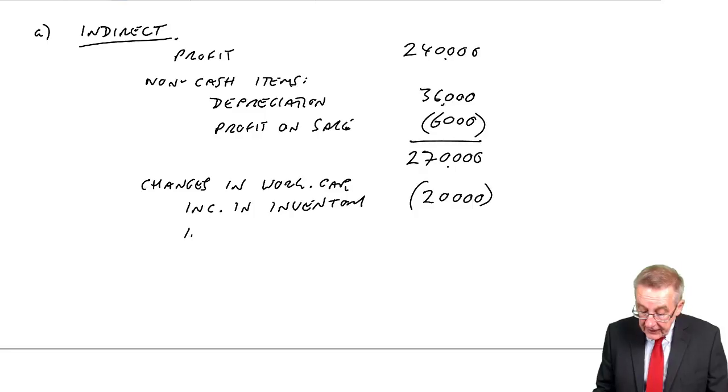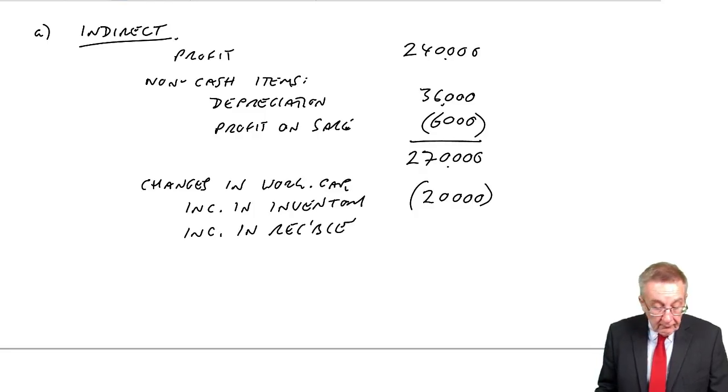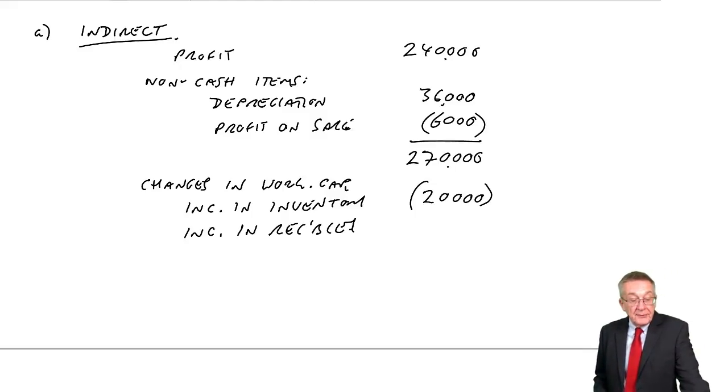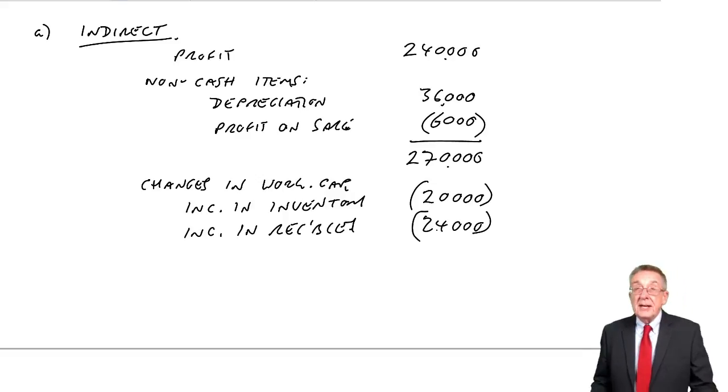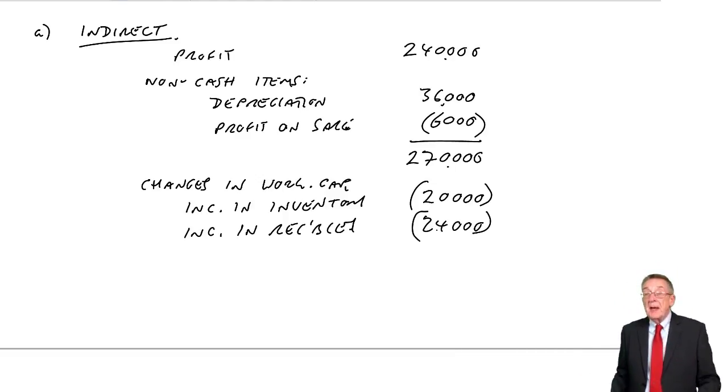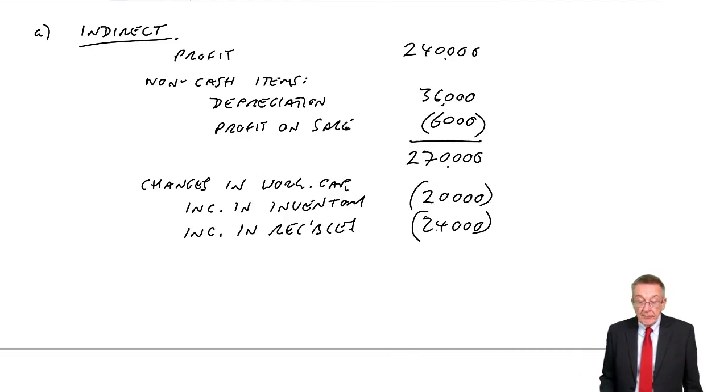There's been an increase in receivables. 235 up to 259, it's gone up by 24,000. More receivables, customers pay later, less cash.